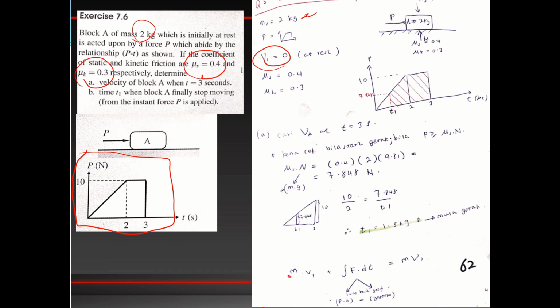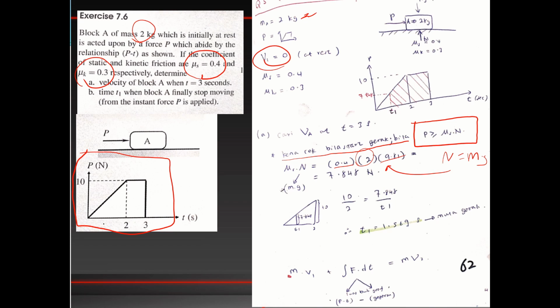So we cannot calculate directly. We have to first find at what time the component starts moving. So check when the component starts moving, which is when the given P is bigger than mu static times n. So mu static times n: mu static is 0.4, this is given, 2 is the mass of the component, and n is m g. So we know that n equals m g. So just replace here.